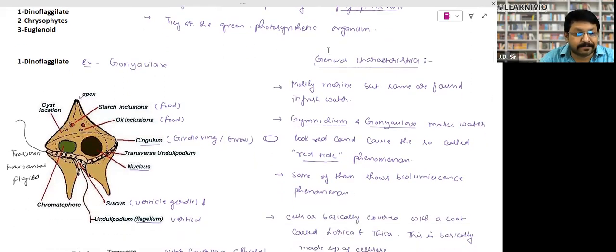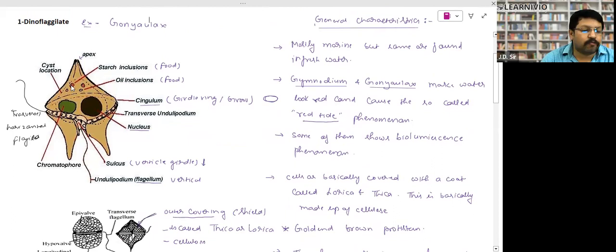So, general characteristics. First I started with the dinoflagellate. This is the structure of dinoflagellate, given in your NCERT book. Dinoflagellates have two flagella, one vertical and one horizontal, the transverse flagellum, at 90 degrees. Then this is the apex. They have reserve food, starch and oil, and this girdle-like structure, the horizontal girdle, known as the cingulum. And they have a larger nucleus.